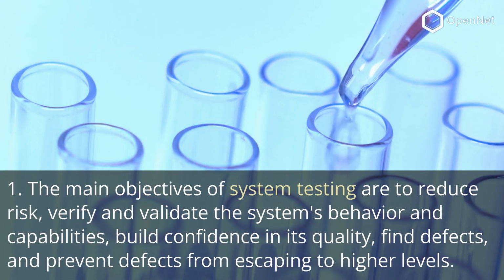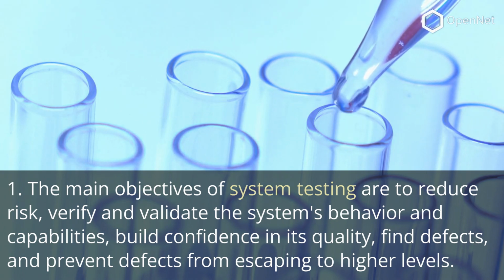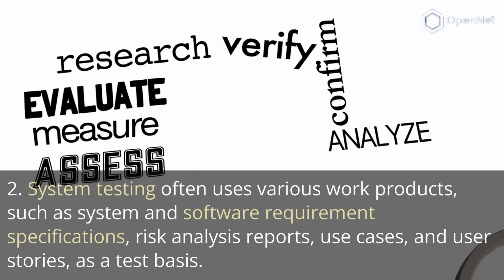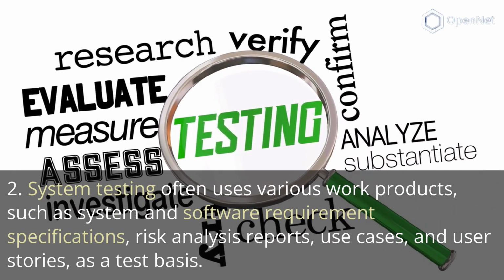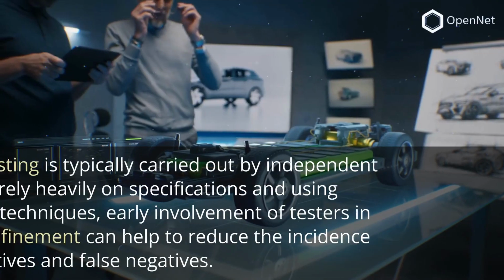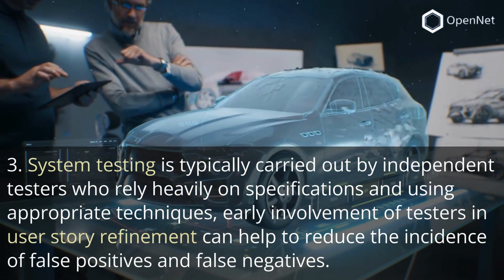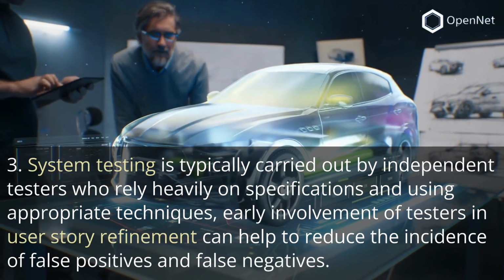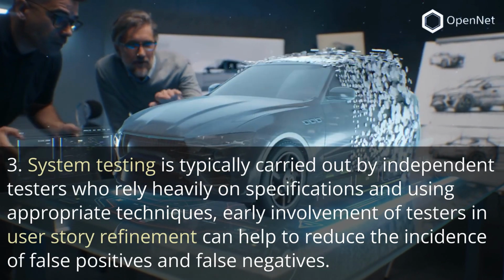Takeaways. 1. The main objectives of system testing are to reduce risk, verify and validate the system's behavior and capabilities, build confidence in its quality, find defects, and prevent defects from escaping to higher levels. 2. System testing often uses various work products, such as system and software requirement specifications, risk analysis reports, use cases, and user stories, as a test basis. 3. System testing is typically carried out by independent testers who rely heavily on specifications and using appropriate techniques. Early involvement of testers in user story refinement can help to reduce the incidence of false positives and false negatives.